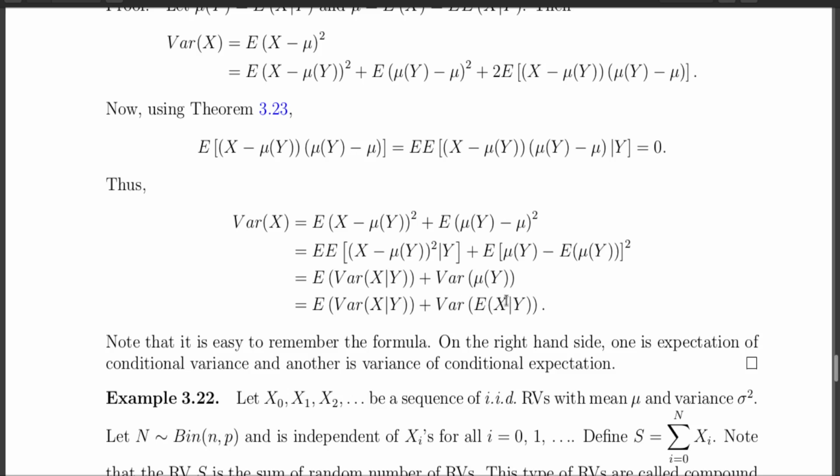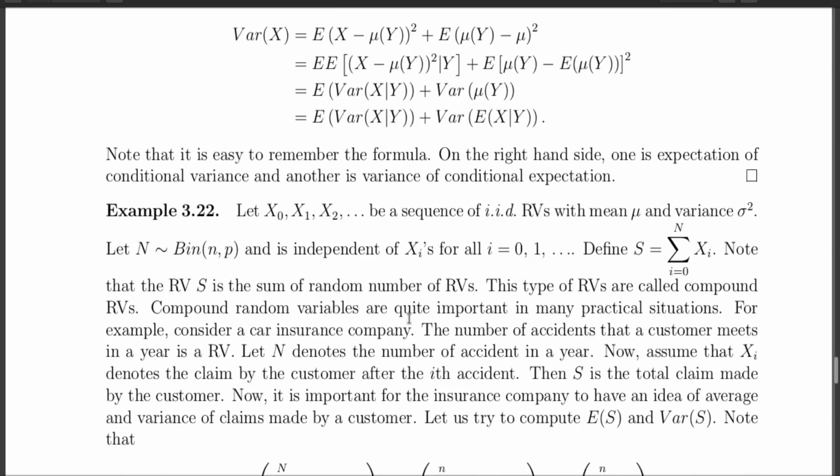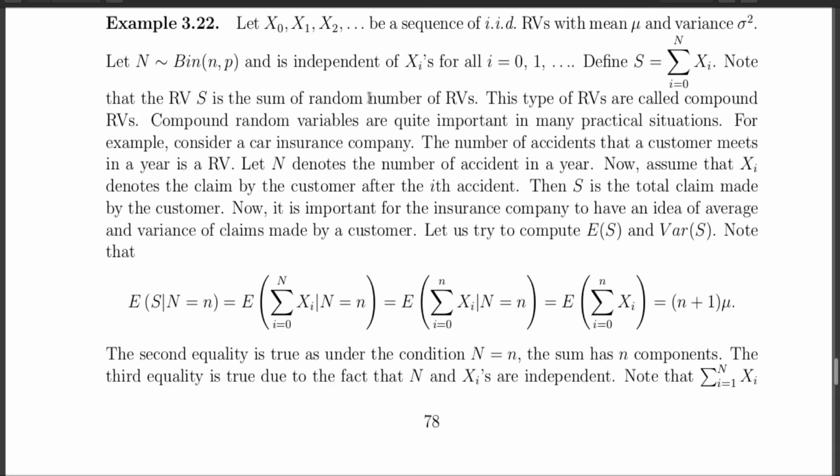This formula is very handy, as we will see in the next example. So the next example starts with that. Suppose I have a sequence of random variables X1, X2, and so on, and they are IID random variables with mean mu and finite variance sigma squared. And suppose N is another random variable, a binomial random variable with parameters n and p, and I assume that this N is independent of any Xi here.